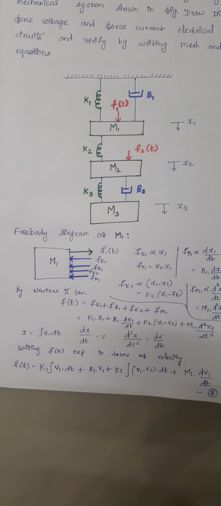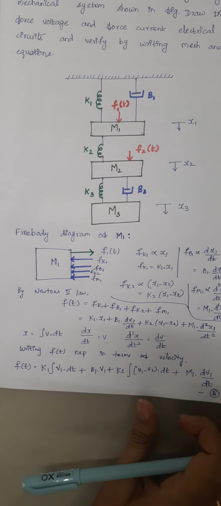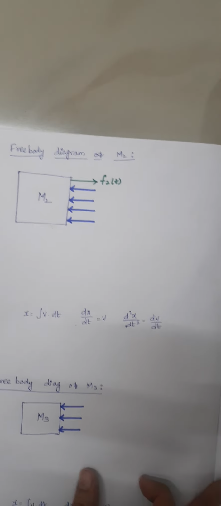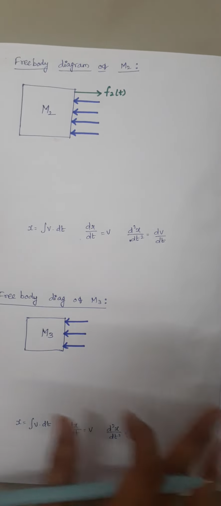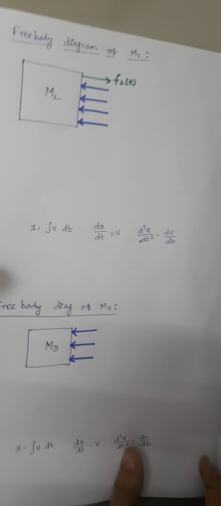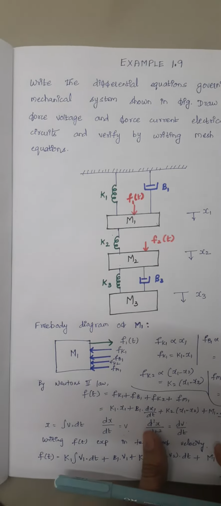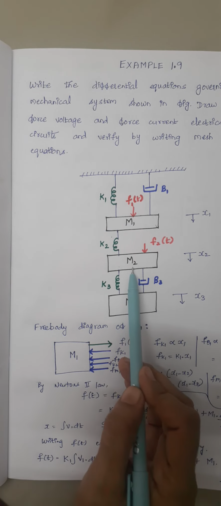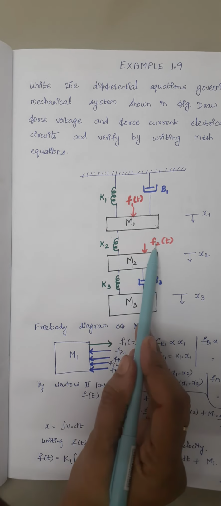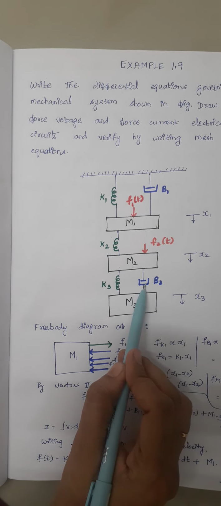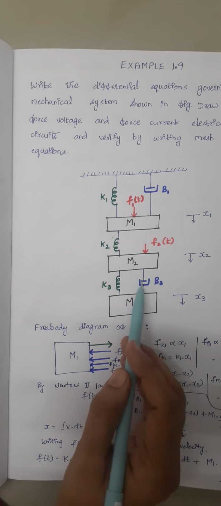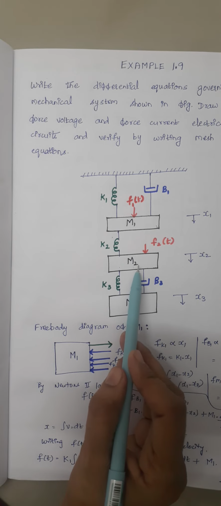Then the next step is we are going to draw the free body diagram for M2. So this is our free body diagram of M2. Regarding this one, again from the problem, just count the number of elements connected with M2. To this M2, we have 1, 2, 3, 4. Apart from these 4 forces, we will have another opposing force produced by this mass M2.